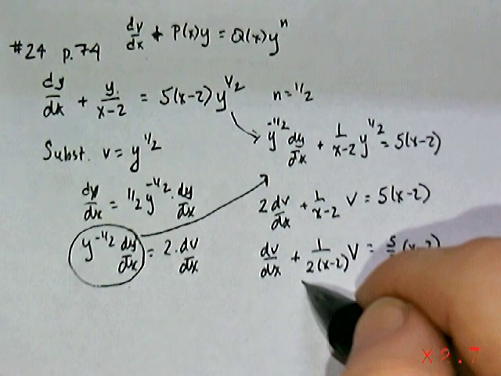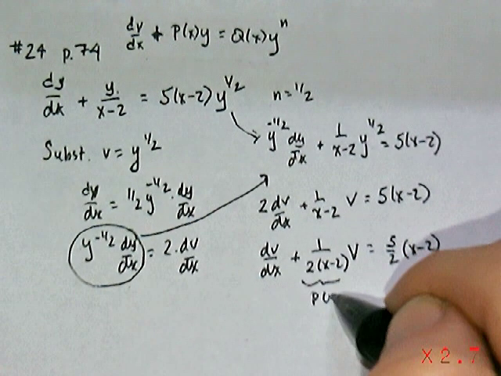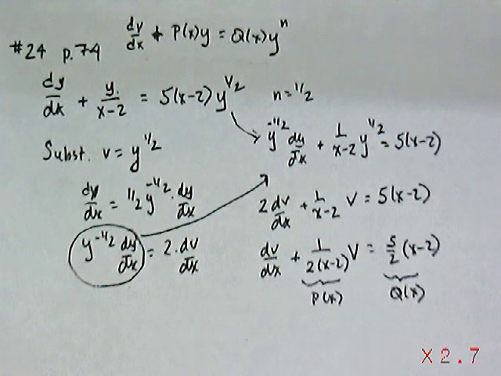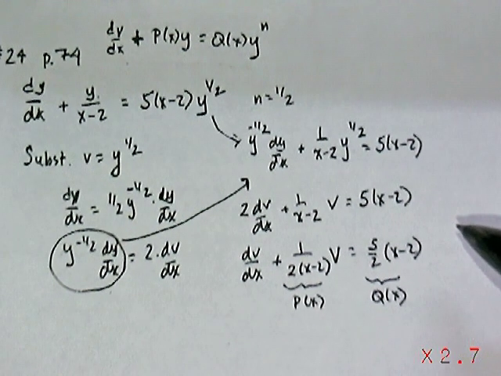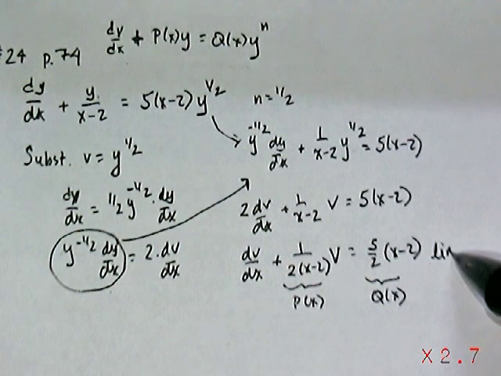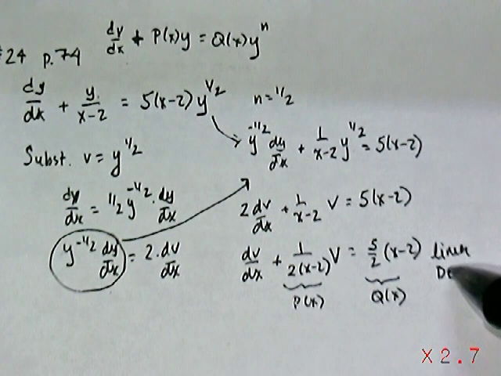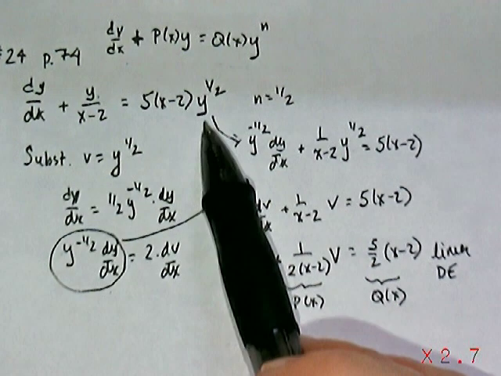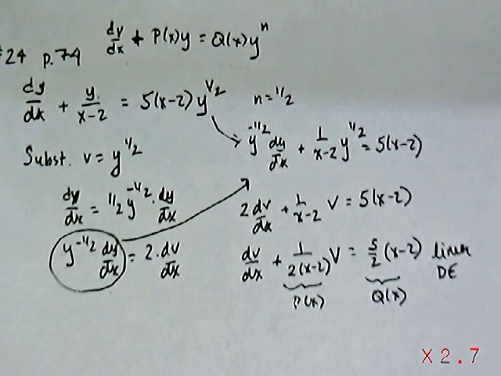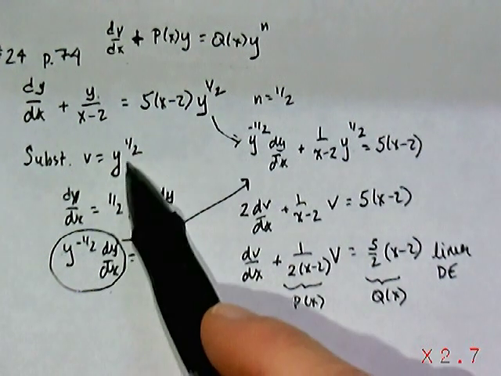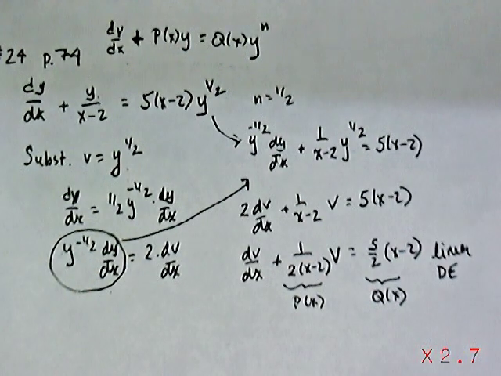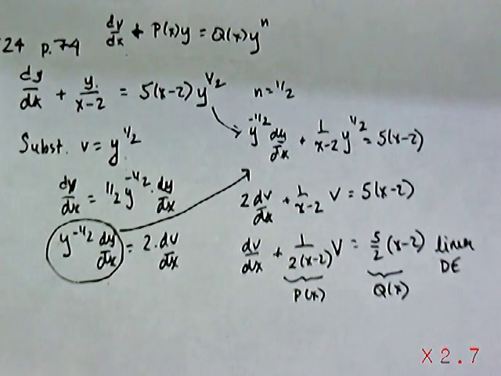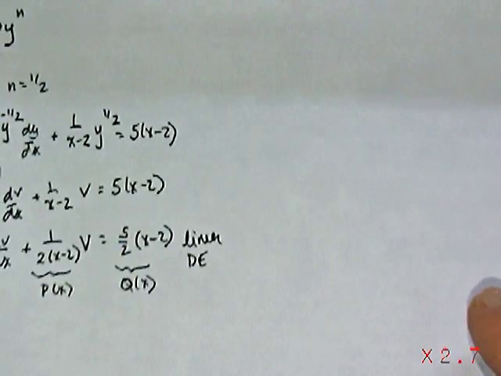And now what we have is a linear differential equation where that is the p of x term and that is the q of x term. The original problem poses a challenge because of the nonlinear part, but we've actually produced a linear differential equation simply by making this change of variable substitution. So now the goal is just simply to solve that particular equation that we've got.